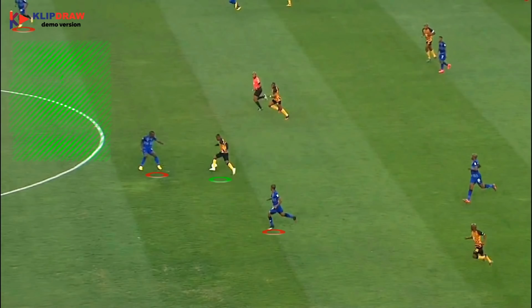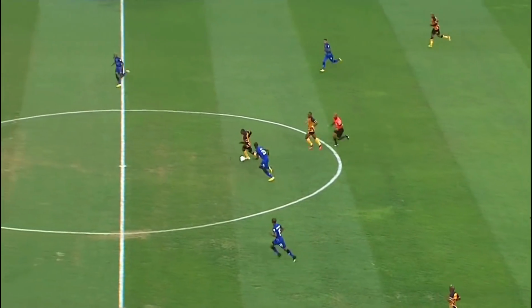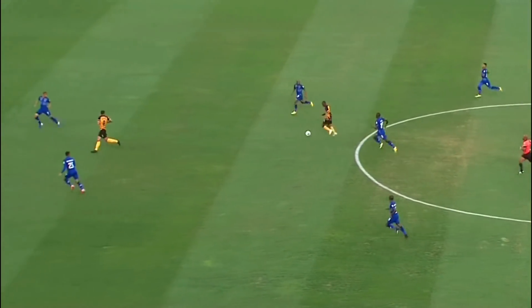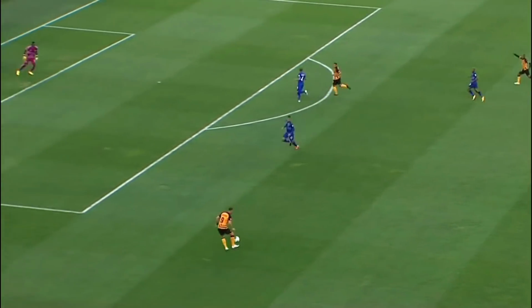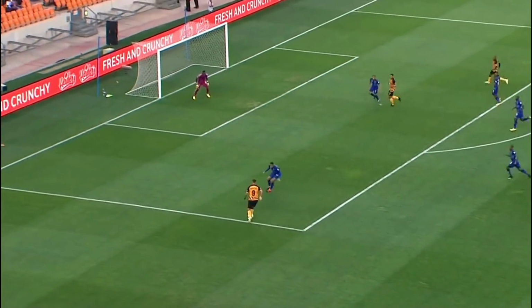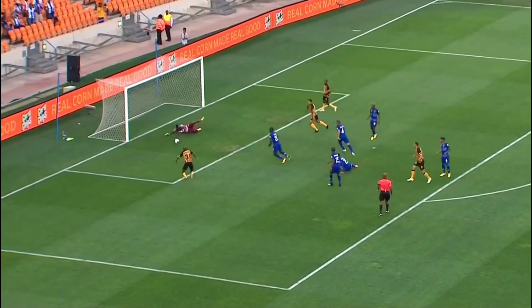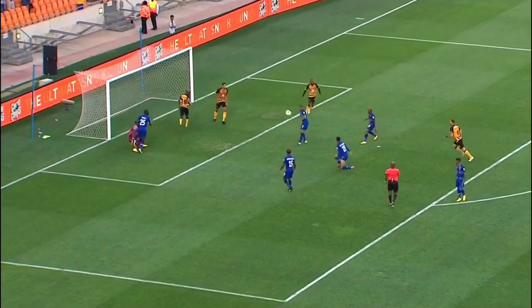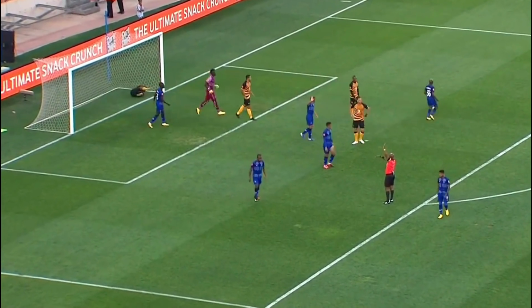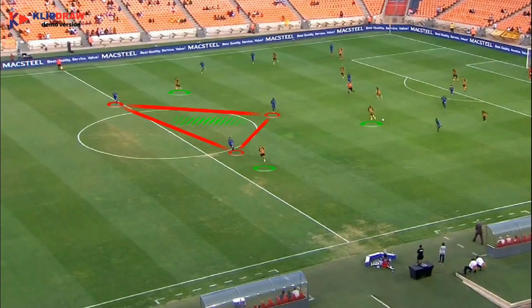Here Zulu is dead. He's backtracking. Billiat has already dropped the shoulder. He's seen the space behind Zulu, and he exploits the space with his pace. And Billiat is running at the Maritzburg defense, and he picks out a beautiful pass to Nurkovic out wide, with Nurkovic cutting in, getting a shot on target, and Ntiantia is really unlucky not to get a goal in this moment.